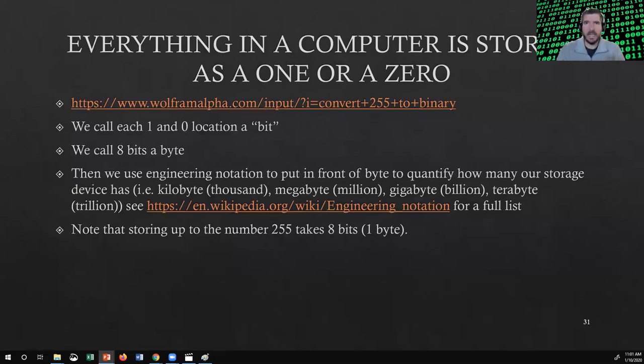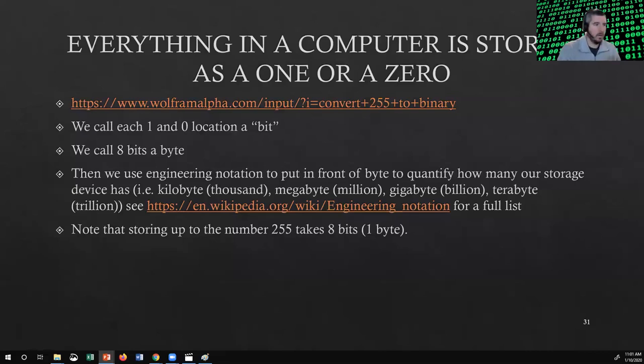So that's how we take the concept of how stuff is stored as ones and zeros on a computer to something that we know of and something we can read off of a spec sheet of a phone or a hard drive or something like that. So again, big note, storing up to the number 255 takes either 8 bits or 1 byte.